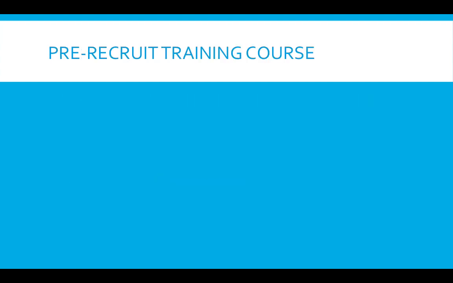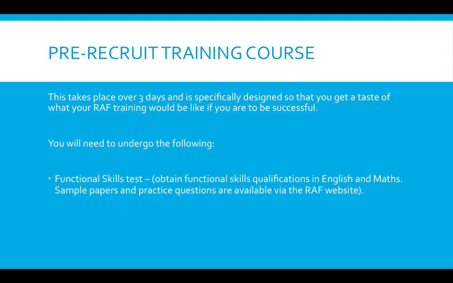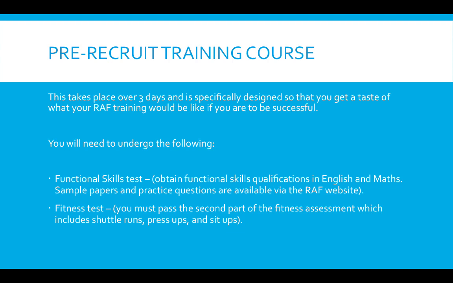So next we have the pre-recruit training course. This takes place over 3 days and is specifically designed so that you get a taste of what the RAF training would be like if you were to be successful. You will need to undergo the following areas. You do a functional skills test, so you obtain functional skills qualifications in English and Maths. Sample papers and practice questions are available to you via the RAF website if you wish to better your chances in this particular test. Next you will do your fitness test, like I've mentioned previously. You must pass the second part of the fitness test, which often includes shuttle runs, press-ups and sit-ups.